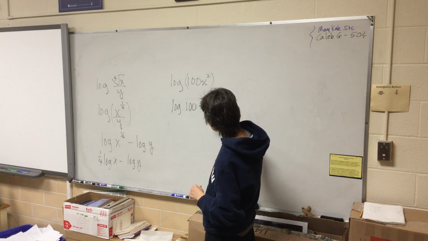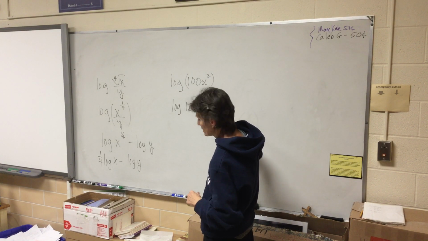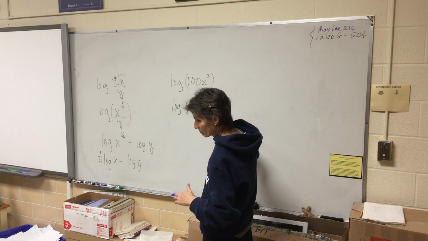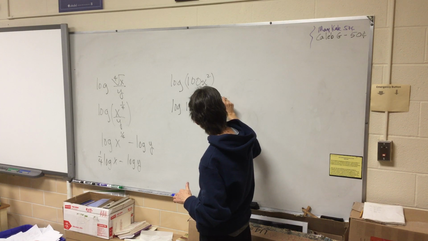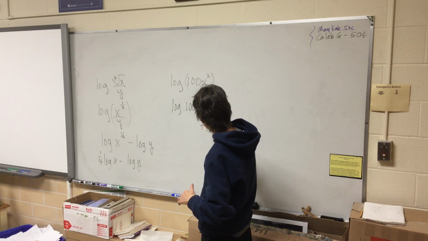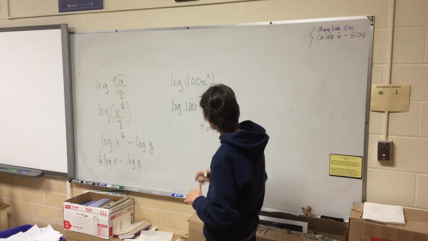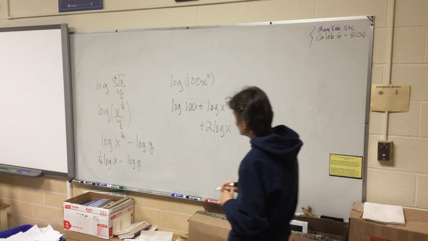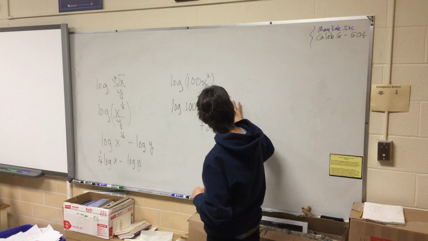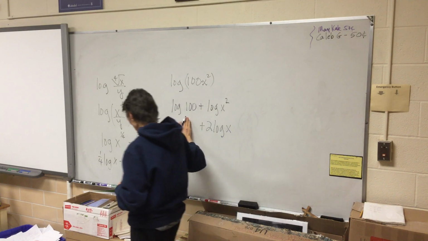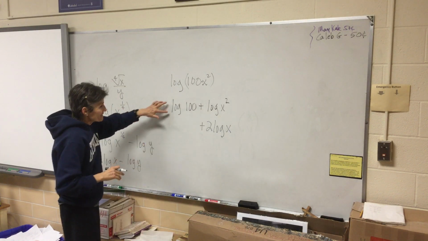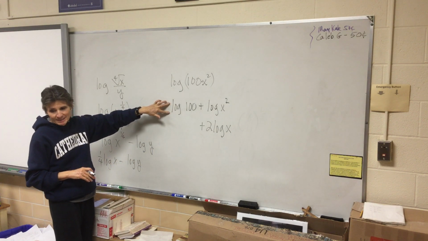Now, does anybody know what I can do with this guy, log x squared? Put the exponent in front. Yep, so it's going to be 2 log x. Now, here's the tricky part, because I kind of snuck this in on you. This actually simplifies.